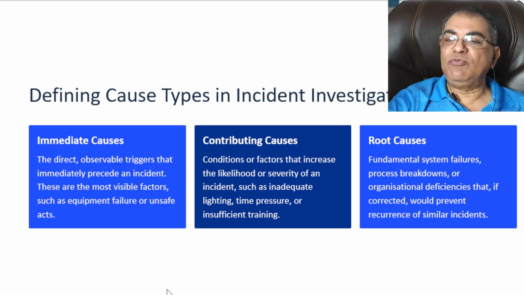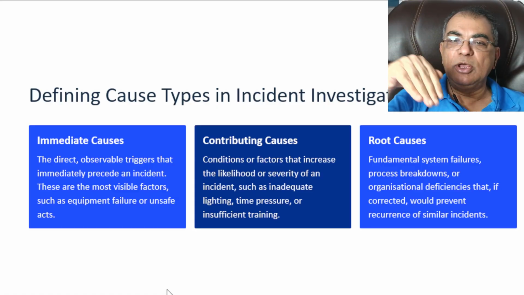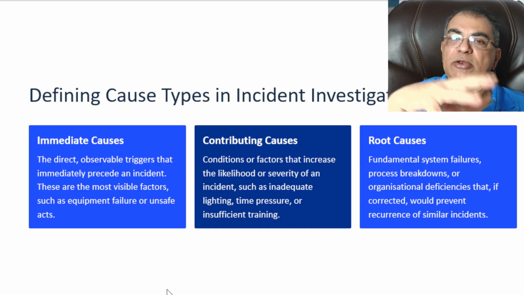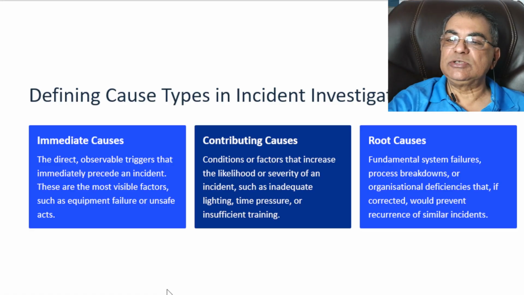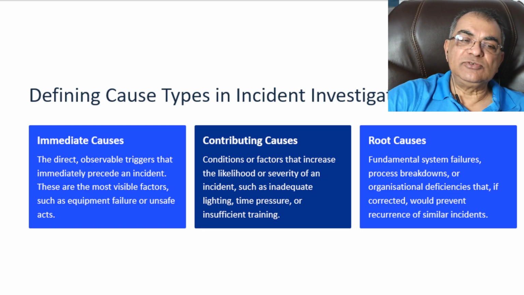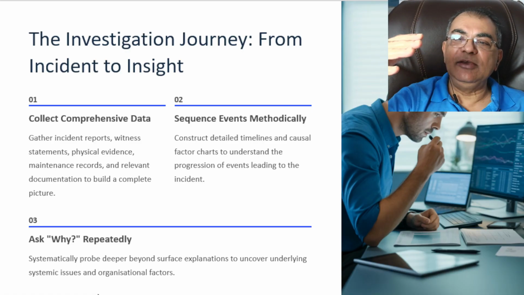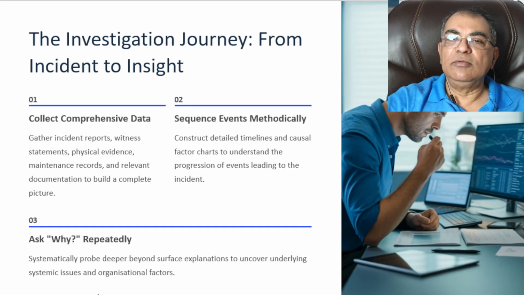But the root cause is a fundamental system failure. As I told you just now, somebody removes the railing and somebody falls, or people are not using the full body harness, or there is an oil spillage and a fire, whatever it is. Maybe it is wrong planning, system failure, process breakdown, or organizational deficiency that, if corrected, would prevent recurrence of a similar incident. Mainly the root causes go to the management and the system, to the project manager, the entire company. That's why they just put it on the immediate causes, or at most on the contributing factors.